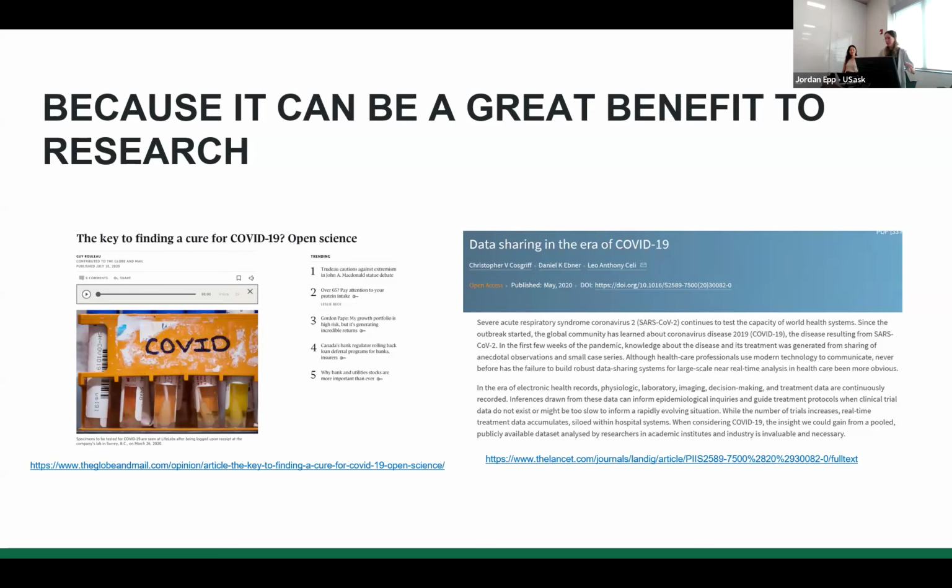Another reason to care and to pay attention to research data management is because it benefits the larger research ecosystem. These are just some examples here of open science and open data being talked about in relation to COVID-19, and on a large scale, thinking about building larger data sharing systems, especially within the context of a pandemic, and the importance of open data and open science, and the impact that can have on health research development, and even potentially health outcomes.